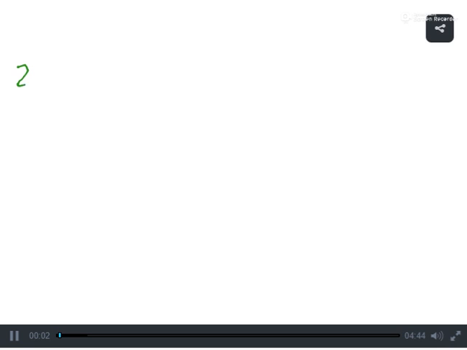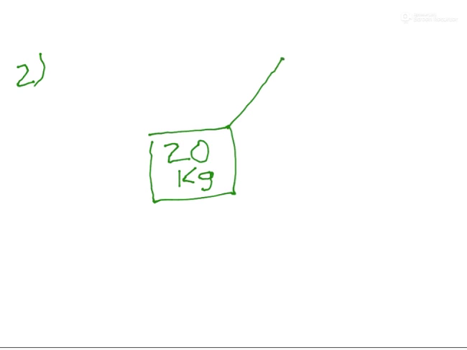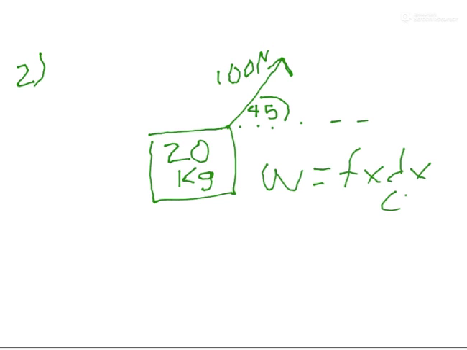Okay, so now for problem 2, it goes: a 100 Newton force is applied at an angle of 45 degrees to the horizontal to move a 20 kilogram object at a constant speed for a distance of 5 meters. So now to solve this problem, we want to first draw the box. So it's a 20 kilogram box, and there is a force of 100 newtons at an angle of 45 degrees. So this is your 100 Newton force vector here, at a 45 degree angle right there.